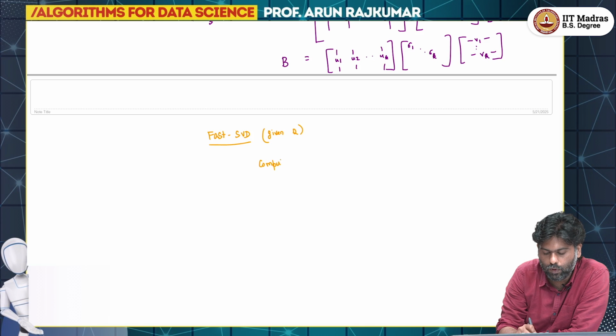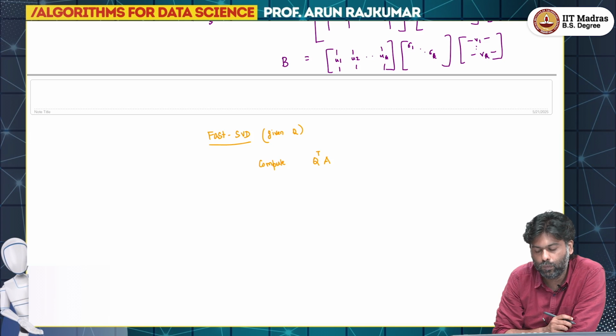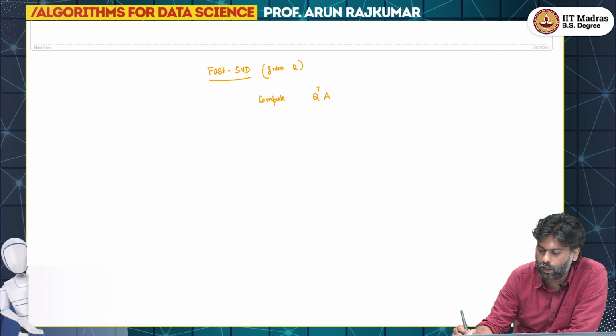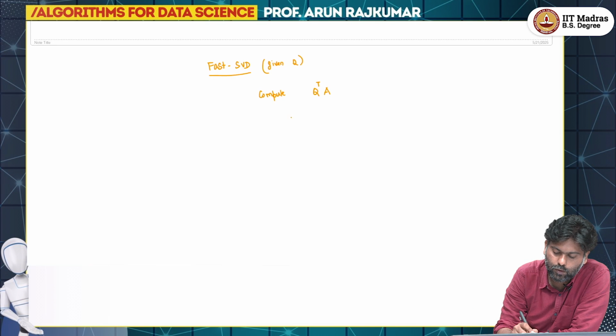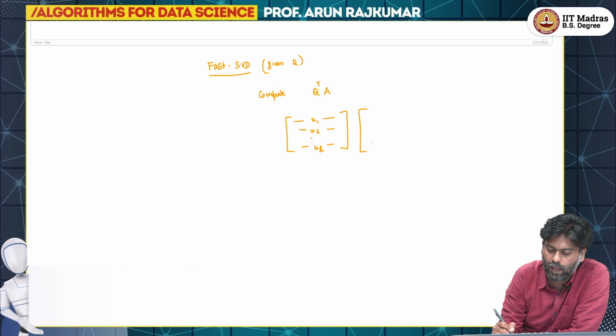Now compute Q transpose A. So what is Q transpose A? Q transpose is going to have the rows as u1 till uk, and of course A itself, this is going to be A.